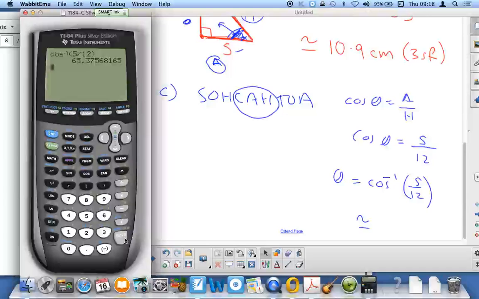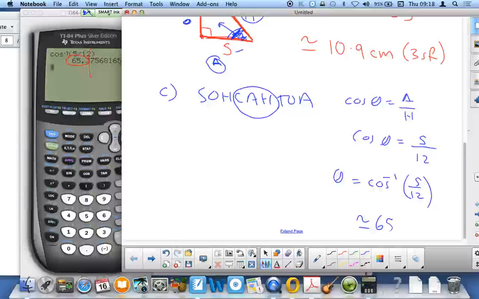So again, we've got to watch out for our accuracy penalty. It's 3 significant figures. So we're taking the first 3 figures, we're cutting it off there. Right, so we've got a 7. So our final answer is 65.4.